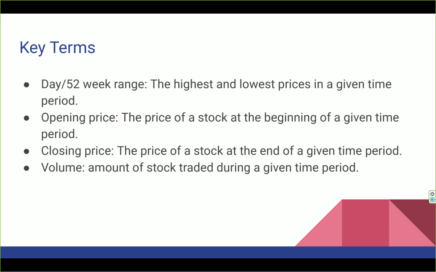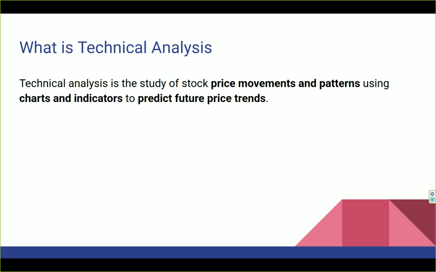And the volume, which is the amount of stock traded during a given time period. That means how much of this stock is being bought and sold in this one day so far, or in this week, or on and on. And volume is an indicator of how popular a stock is. For example, if a stock is seeing a large downturn, a lot of selling, not a lot of buying, but a large volume, that means that investors or hedge funds or banks are selling off their stock. That is a good indicator to get out of that stock. Technical analysis is a study of stock price movements and patterns using charts and indicators to predict future price trends.